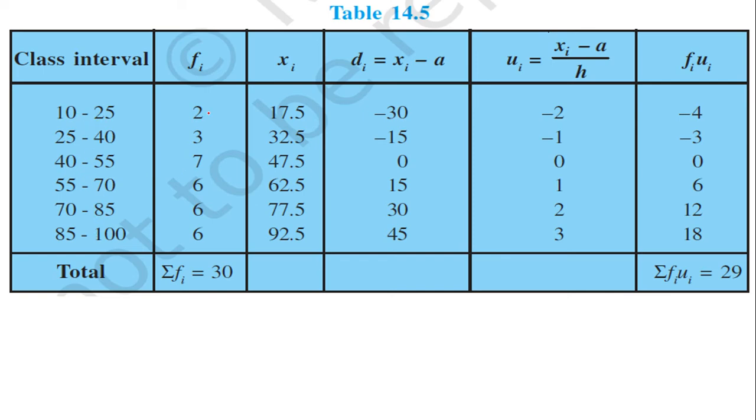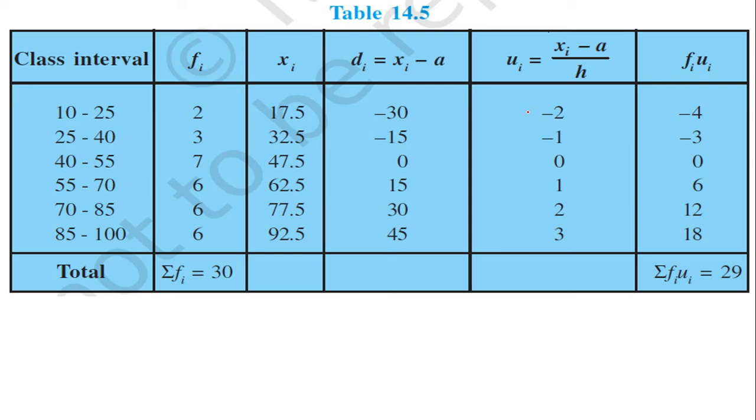Okay, first column as it is, second column as it is, third column as it is, and now the fourth column is also as it is. But wait, what is here? This is ui. Again, one new column is entered. Okay, ui is what? That is your xi minus a upon h. So what is h?